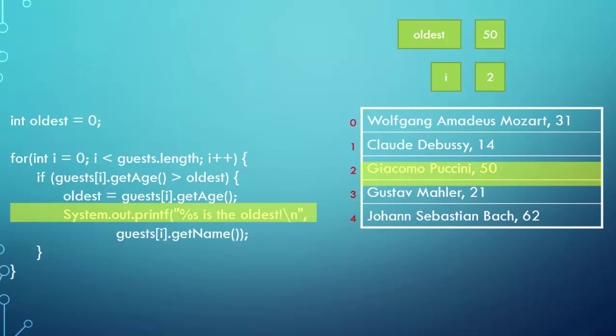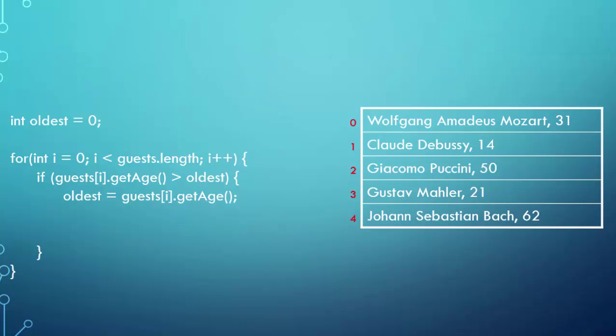So the problem is actually that we don't want to print this out every single time we find someone older. We want to just wait and remember that name. And at the very end of our for loop, we want to print out their name. So let's try to do this a little differently. Instead of printing out their name, let's keep a variable called oldest guest. And whenever we find someone who's older than anyone we've seen so far, we'll say oldest guest is equal to that guest. So oldest guest equals guest at spot I.